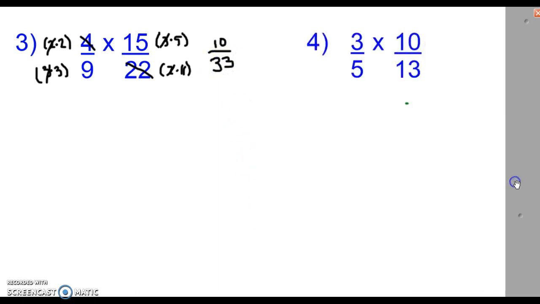Go ahead and pause the video and try number 4 on your own. Okay, so if I look at 3 and 13, there's no common factors, but for 5 and 10, they both have a factor of 5. So if I divide 5 by 5, I'd be left with 1, and then 10 by 5, I'd be left with 2. Now I can multiply across. 3 times 2 equals 6, and 1 times 13 equals 13. And that is in simplest form already.